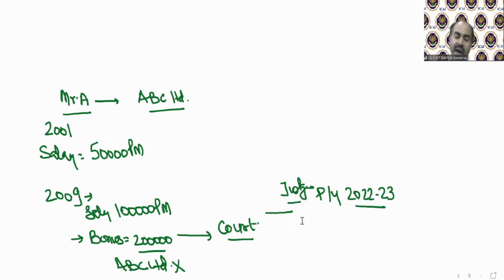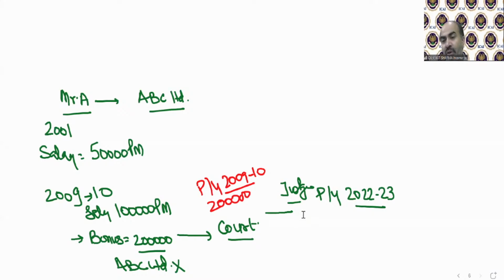A is actually a deserving candidate for that bonus in previous year 2009-10. So now Mr. A should receive that bonus, which belongs to, remember, 2 lakh rupees bonus, which belongs to previous year 2009-10. So the court says Mr. A needs to be given that bonus in this year.